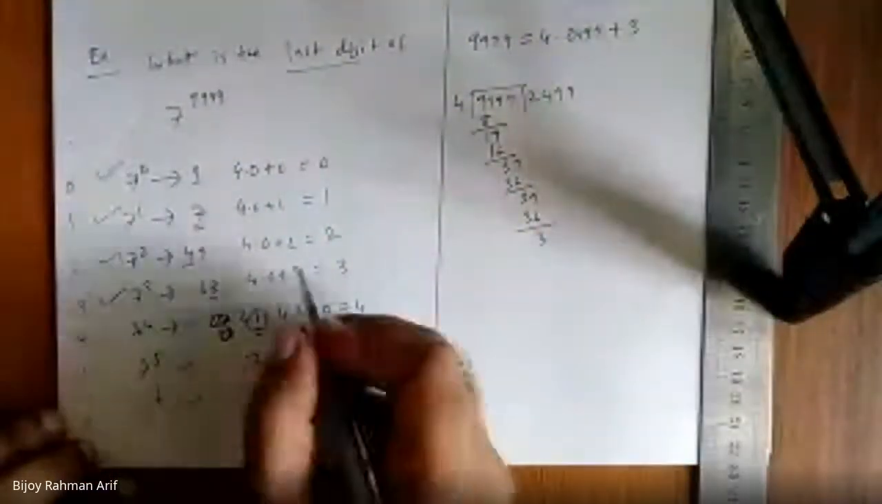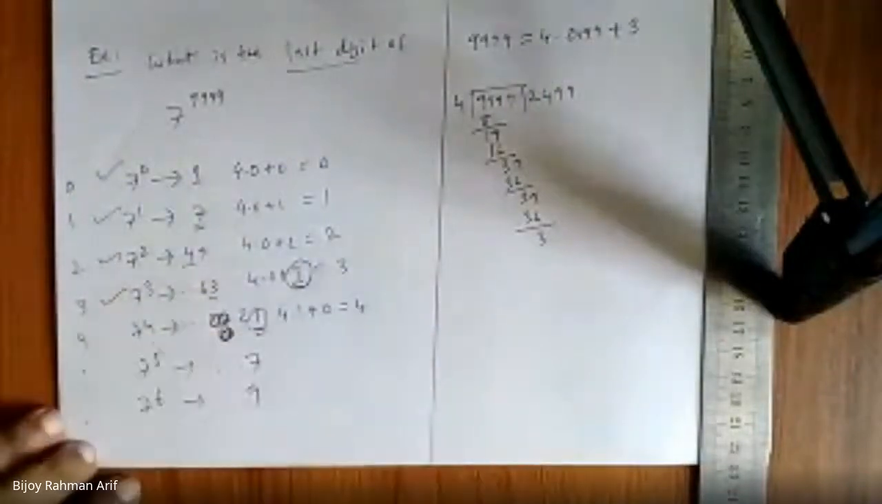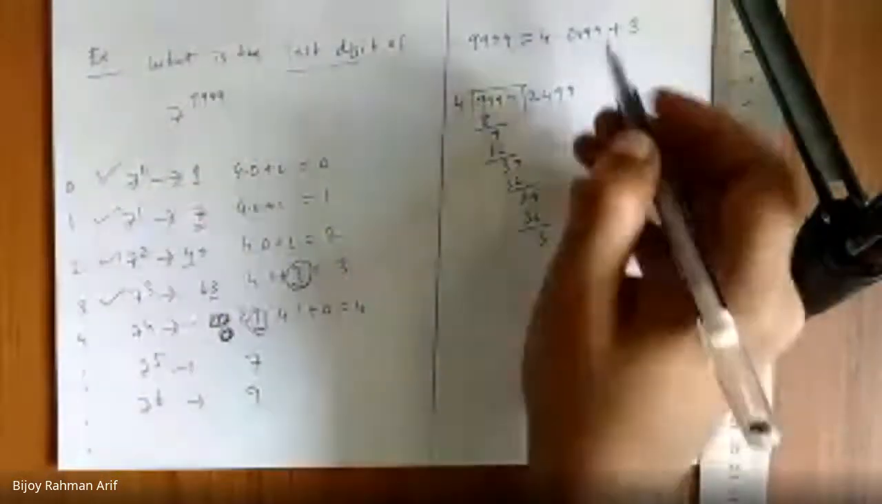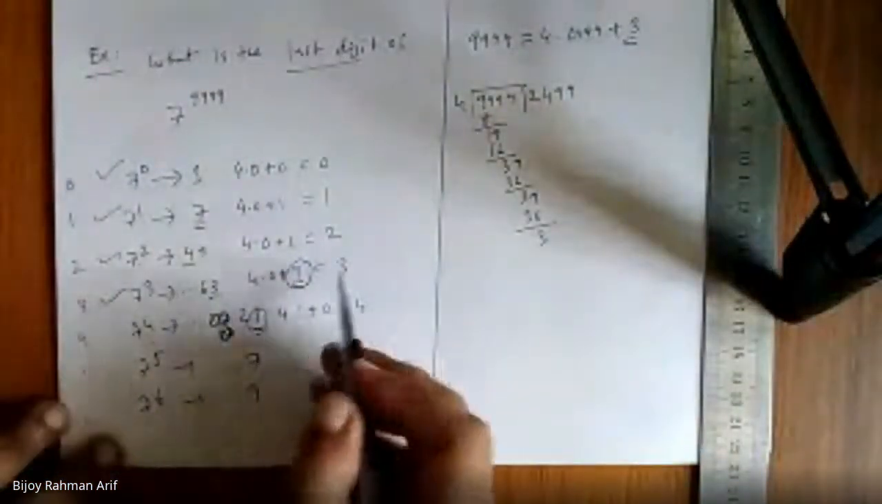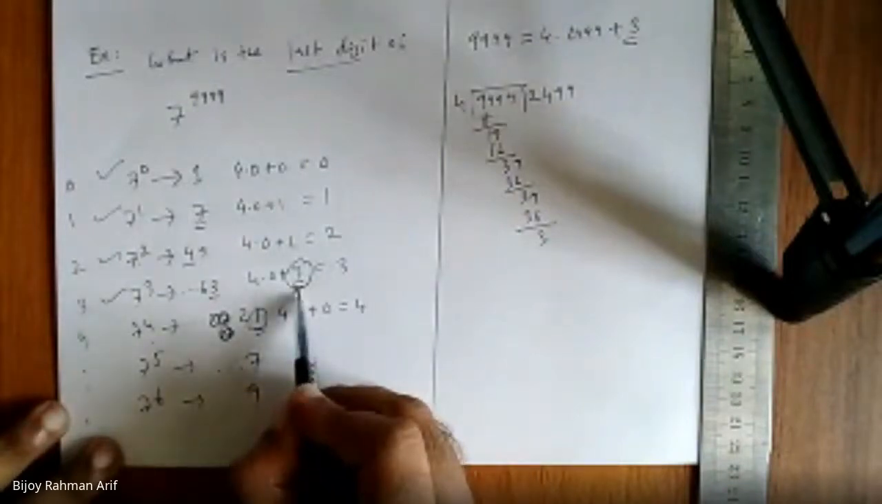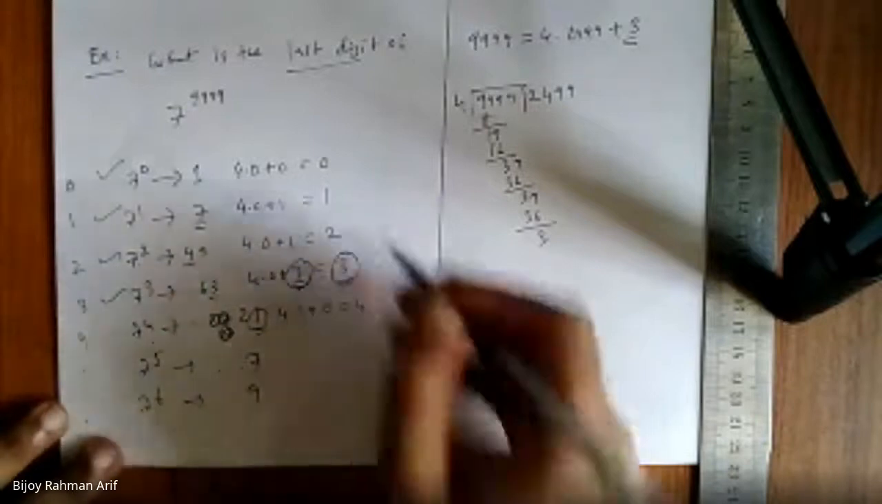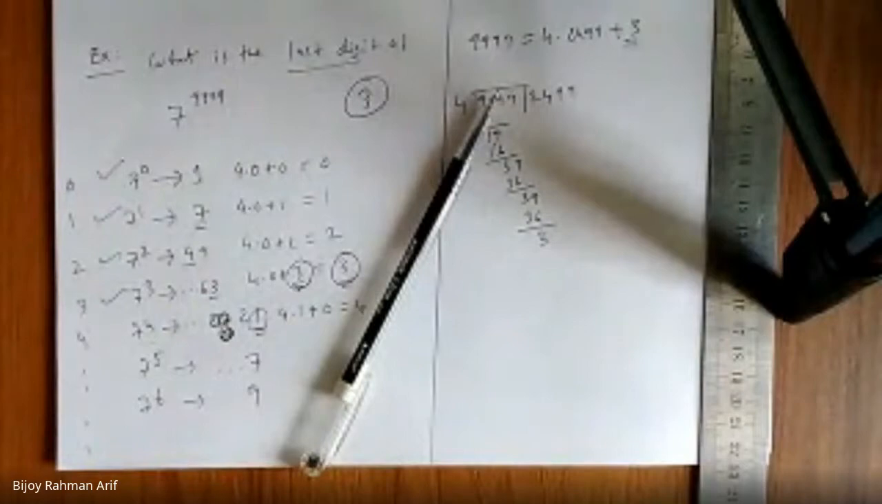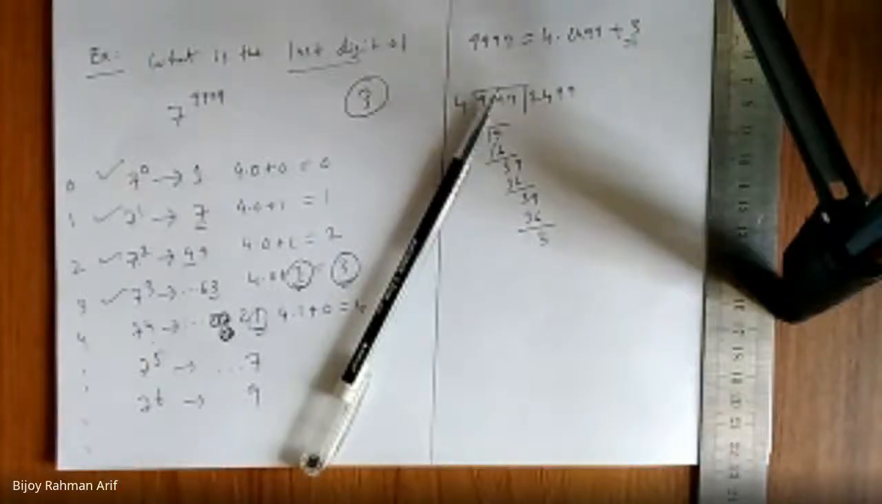So whatever the last digit is for remainder 3, that would be the last digit. So what is the last digit for the remainder 3? 3. So the last digit would be 3. Did you get the point? Okay. So this way you can find anything.